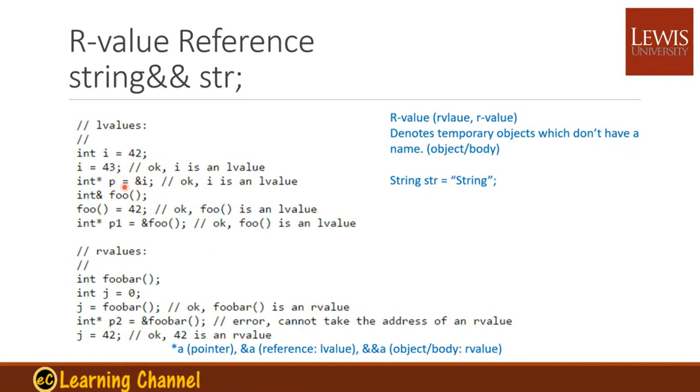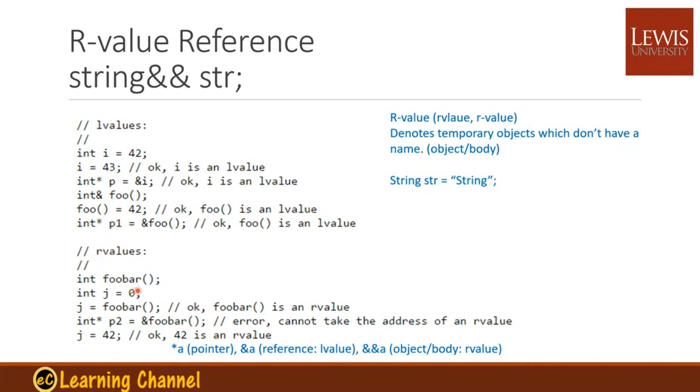And the address of I assigned to P, that's fine. And then foo is an alias of a function. And then foo function equals 42. It's an alias, so foo is a left-hand side value. It's assigned by a constant, that's fine. It's the return value for that alias. And then we assign the address for that to P1.